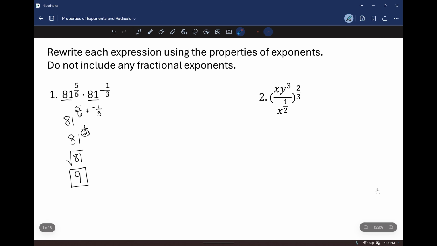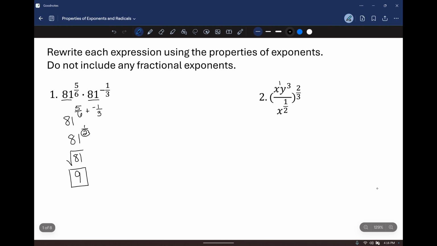All right, on number 2, I could do this a couple of different ways. First off, I could go ahead and take this x and raise it to the 2/3 power, the y to the third and raise that to the 2/3 power, this x to the 1/2 and raise that to the 2/3 power. I could do all of that, okay? Or what would be a little more simple is to take what is inside the parentheses, that fraction inside, and reduce it if I can.